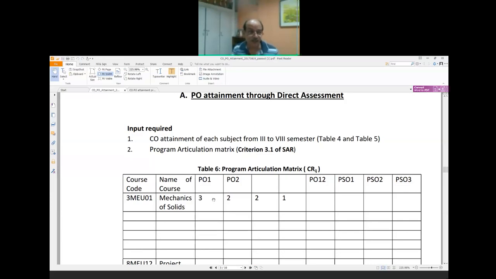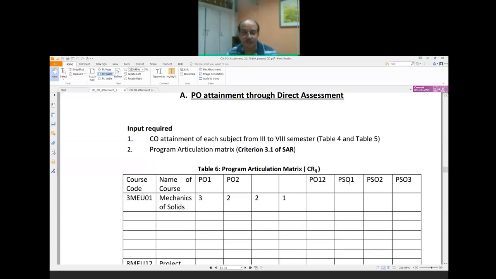And there we define, there may be very strong association, there may be mild association, or there may be weak association. That we define with the term 3-2-1. So this is what we call the program articulation matrix, the CRJs. So these are all the values. And maybe this is what Professor Grover might have told you also.